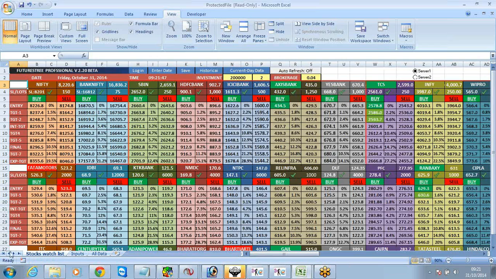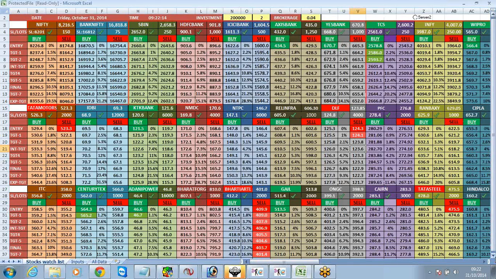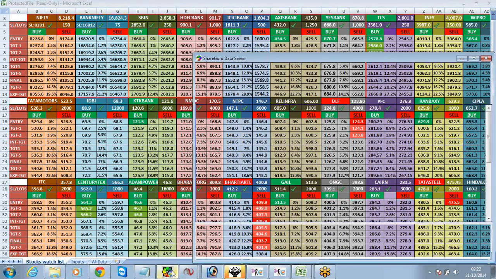Okay, now it is done. You can see that the icon is gone. Now we can just put it on auto refresh on and just put it on full screen mode. So we have a buy call in Wipro. GAIL, we have a buy call. Tata Steel, we have a sell call. DLF, we have a sell call. Century Textiles and Adani Power are both buy. Yes Bank, we have a buy call. So these are the calls that we have. So what I'll do is I'll just open the remaining charts.